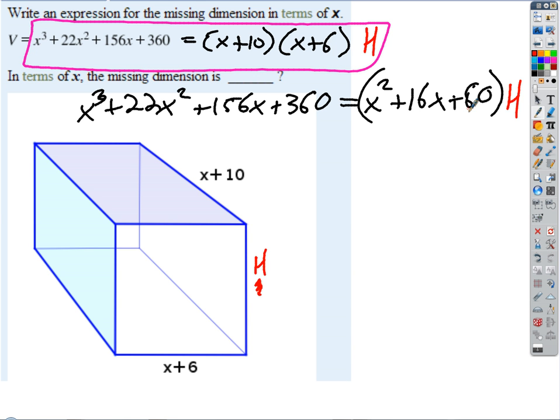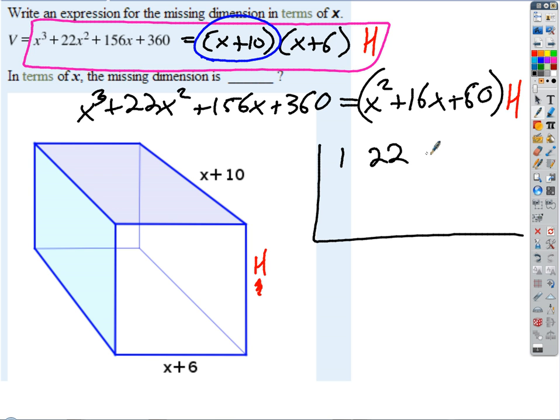If I want to divide, let's first divide by x plus 10. We'll make that one blue, so we'll just kind of track this progress here. If I'm going to divide my original polynomial, divide the left side, what are the coefficients of the polynomial on the left? 1, 22, 156, 360. What's the 0 that goes with that factor? Negative 10. Does everybody see that?